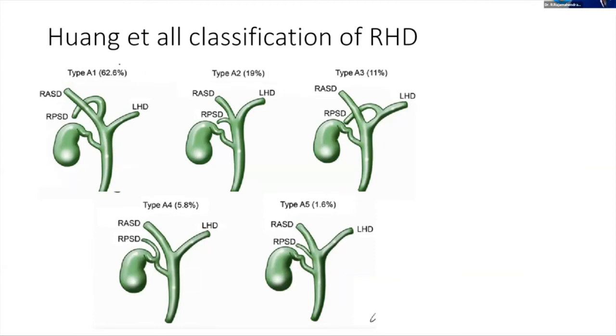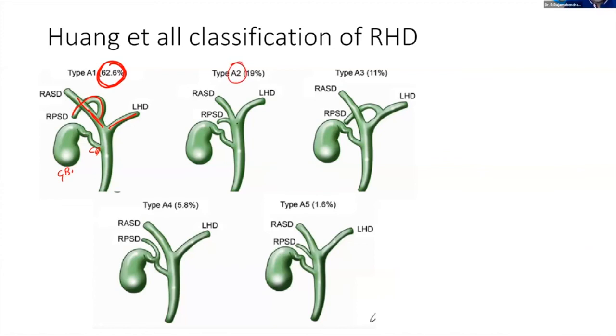The first one is only 62%. This is a normal case. Normally what we have, right duct, left duct. Right duct has right anterior sectoral and posterior sectoral. This is a normal anatomy seen only in 60% of the patients. So this is a cystic duct gallbladder. You are lucky if you are getting an anatomy like this, type A1 as per Hume et al. classification. You are lucky even if you get a type A2.